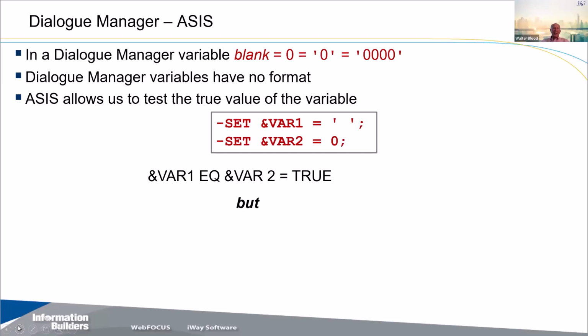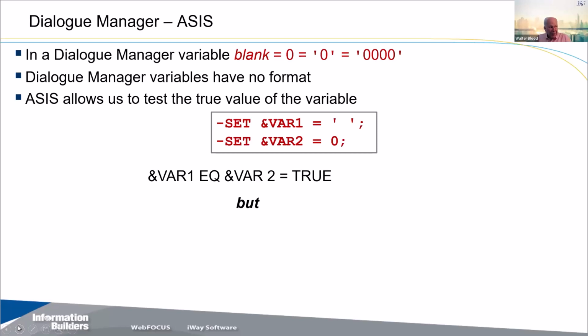Now, bear in mind, when you're dealing with Dialog Manager variables, there is no format. Dialog Manager variables are a string of characters, all right? They may have numeric characteristics, but they are a string of characters. Consequently, it makes it very easy to do something like that, but that may not be what you want. You may actually want to test the actual true value. You may want to differentiate between a blank and a zero, right? If you do, there's a way to do that.